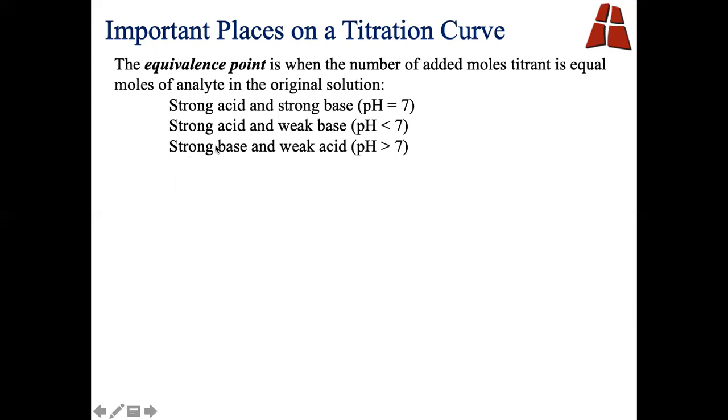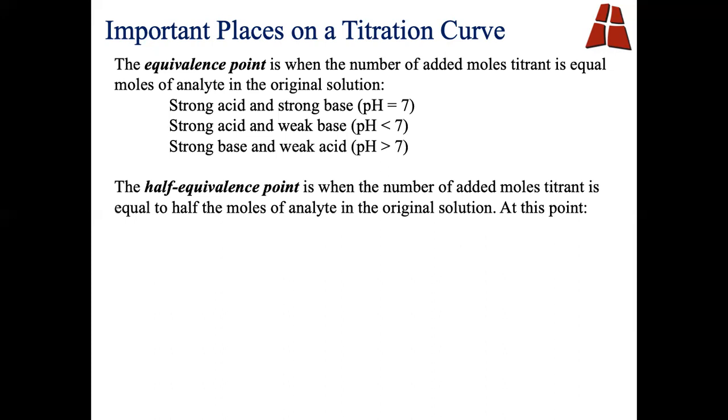And finally, if we're using strong base to titrate a weak acid, that would of course mean that our pH is going to be greater than 7. Okay, so just want you to internalize these points before we go through some examples.